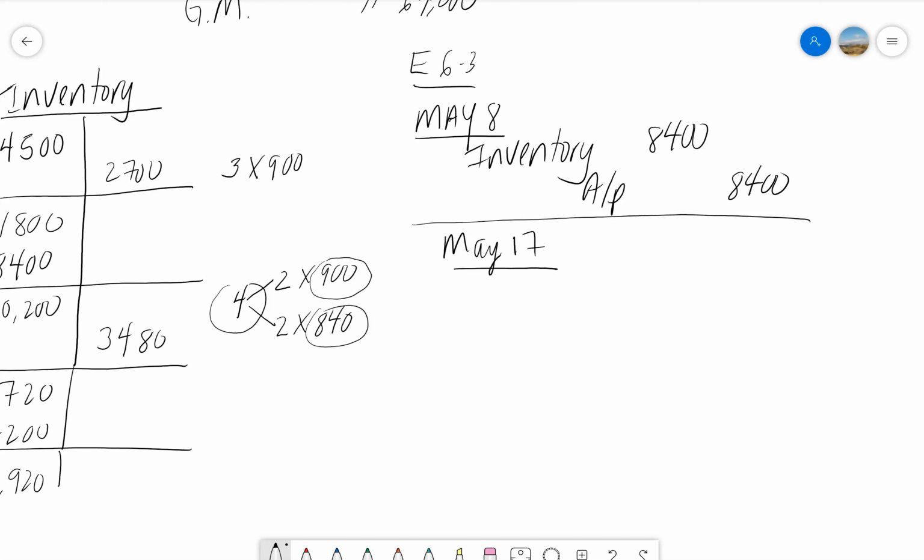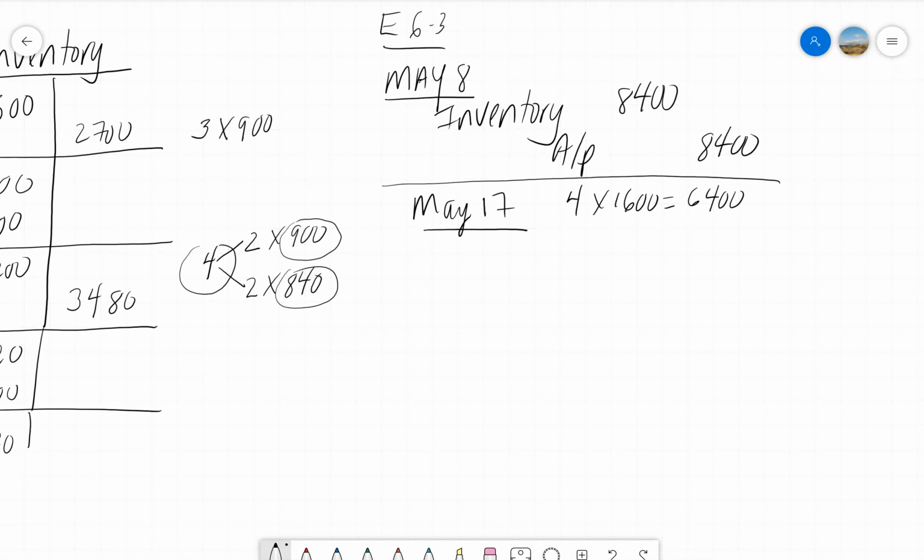Now, we know that these units are sold for 1,600 each. That's given in exercise 6-2. And we sold 4 at 1,600. So that's going to be a total sales revenue of 6,400. So let's record the first journal entry. This is a cash sale. So we're going to debit cash for 6,400, and then the credit goes to our sales revenue, 6,400.